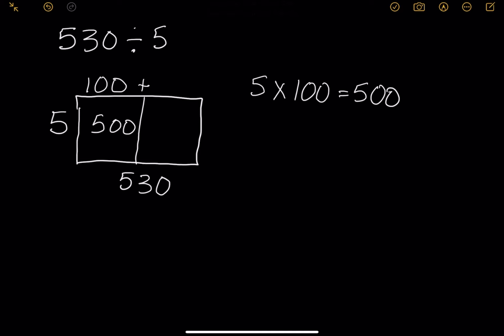Now, our next step is to subtract that 500 from our 530. Let's go ahead and do that. So, start with your ones place. 0 minus 0, that's 0. 3 minus 0 is 3. And our hundreds, 5 minus 5 is 0. So we have 30 left.